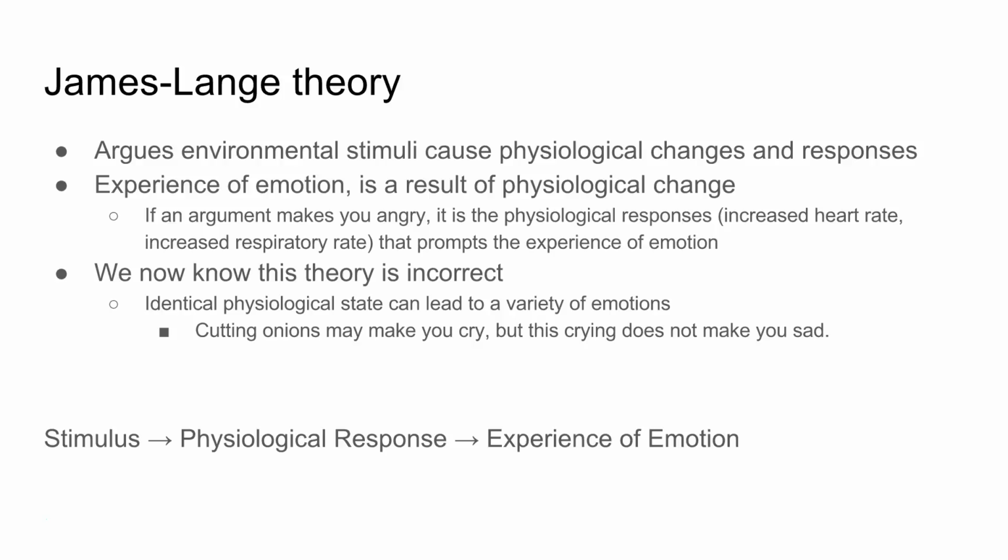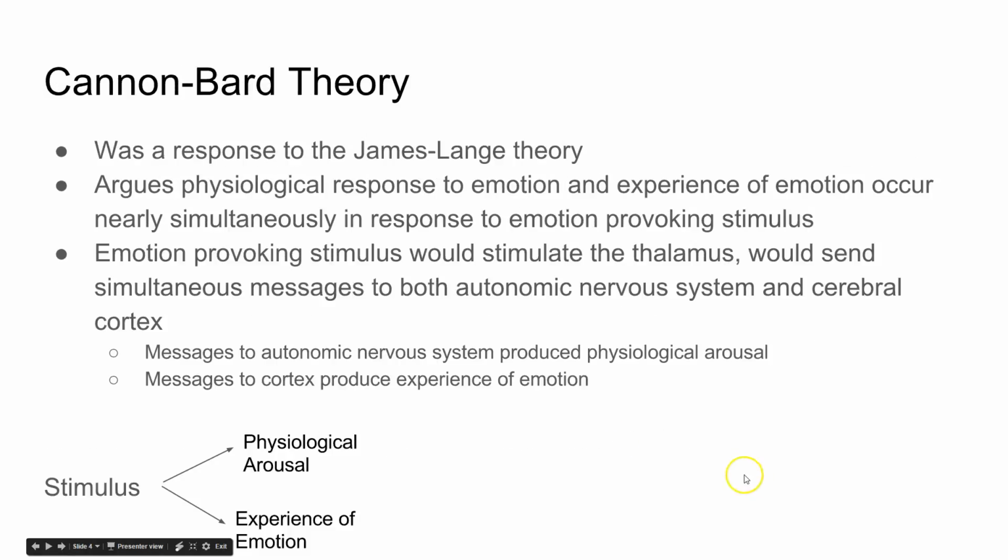We know this is incorrect because we sometimes have the same physiological responses that lead to various emotions, right? Like we cry because we're sad or because we're happy. And sometimes when you cut onions, you cry, but crying alone does not make you sad. So the physiological response alone does not make you sad. There has to be something else. So that's where the James-Lange Theory kind of falls short. But the essential element to it is that there's some sort of stimulus that creates a physiological response, and that leads to some experience of emotion, as we call it.